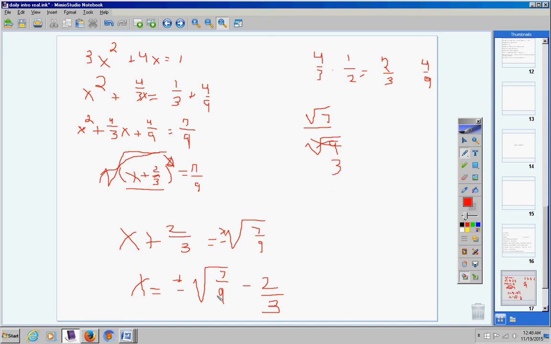So the square root of 7 9ths should have looked like this. It should have been plus or minus the square root of 7 over 3, because we know the square root of 9 is 3, minus 2 thirds. Now that's how it's done. I hope that helps. If I went too fast, back it up, watch it again, pause it, but that's how you work this out. Alright, moving on.